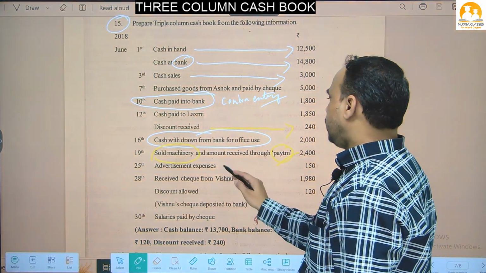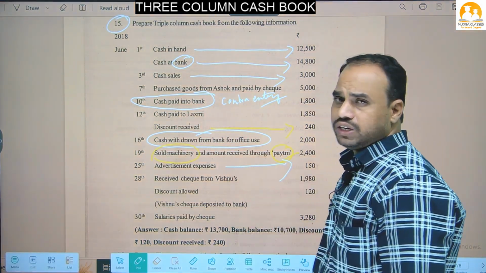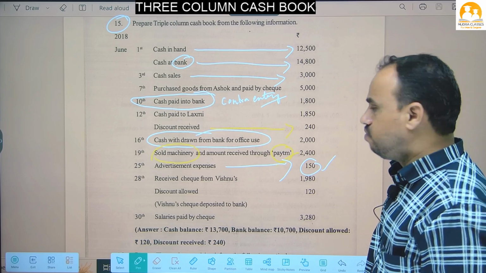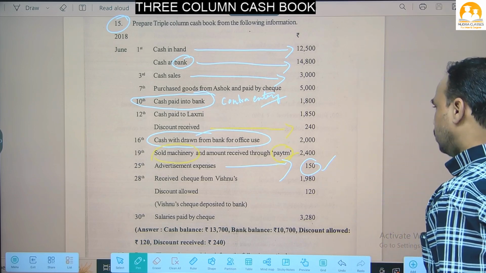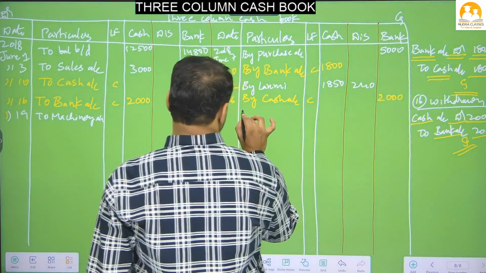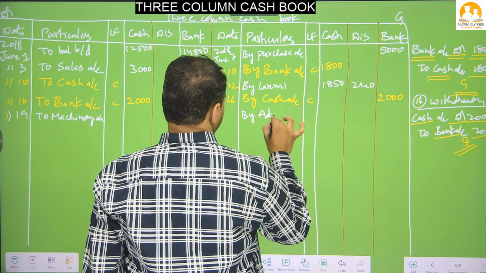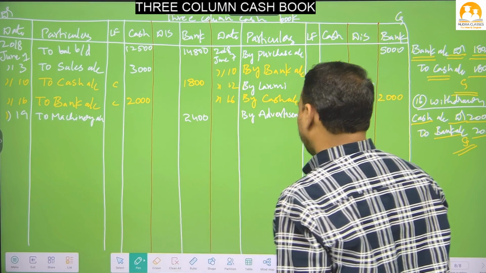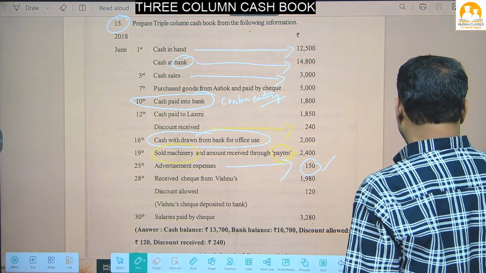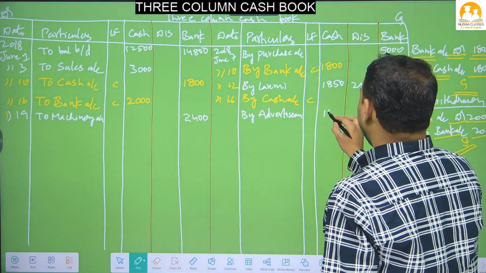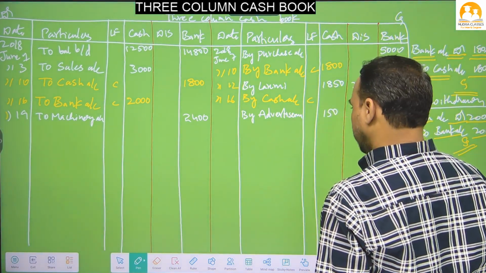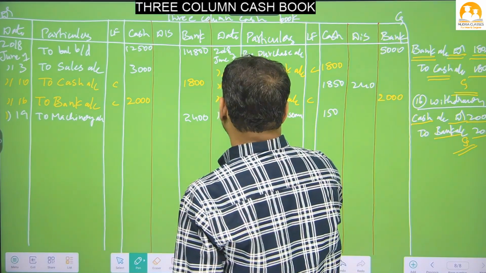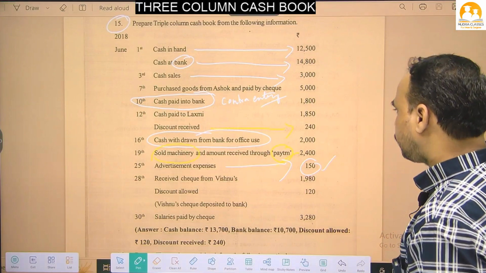Next one, advertisement expenses. In TV, one advertisement given, and for that we paid expenses. So cash is going from the business. Credit side you have to write by advertisement. Okay, how much amount, beta? Advertisement 150. So write here 150 in cash column. Whatever date given, the date you have to write, 25th. Date 25. Okay, see the next transaction.